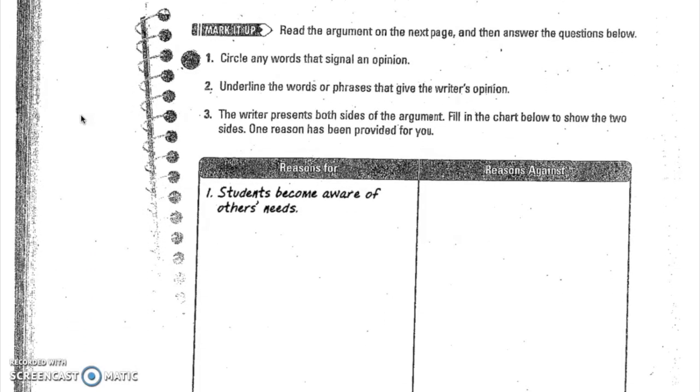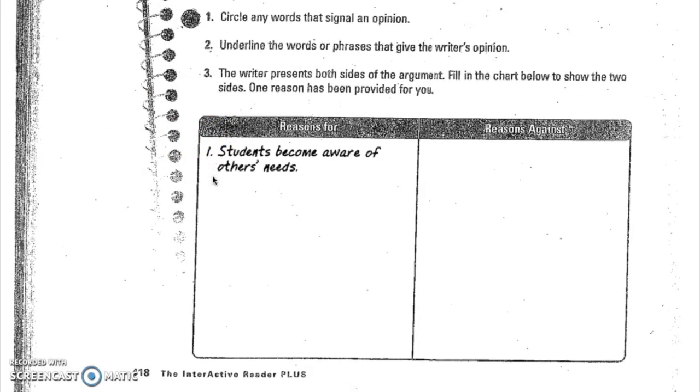Read the argument on the next page, which you'll see in a second, then answer the question below. Circle any words that signal an opinion. Underline the words or phrases that give the writer's opinion. The writer presents both sides of the argument. Fill in the chart below to show two sides. One reason has been done for you. We will do these through questions on Edpuzzle.